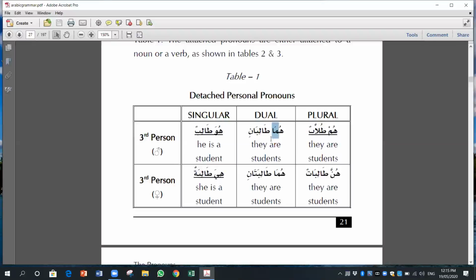What does talibani mean? If you remember, when we were studying singular, dual, plural, we said that the ani sound will come with dual. Talibani means two students, and huma also means they two. So huma talibani, they are two students. And hum tullabun. Tullabun is the example of broken plural, isn't it? Talib is singular and tullab is plural.